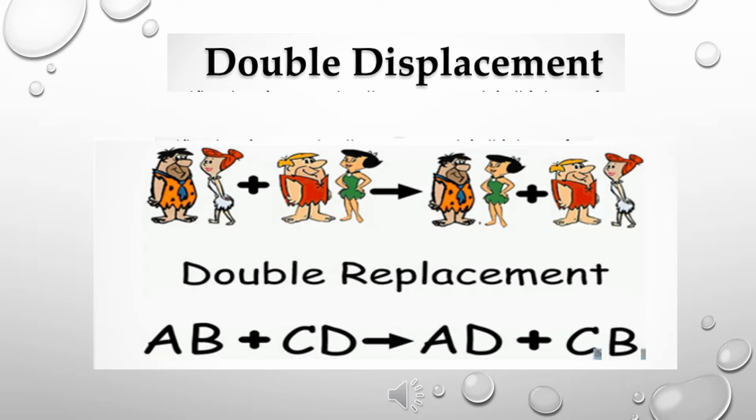The fourth type of chemical reaction is called the double displacement reaction, or the double replacement reaction, and it is a type of reaction that occurs when the cations, or positively charged ions, and anions, which are negatively charged ions, switch between the two reactants to form new products. As you see below in the formula, the cations A and C switch to form the new products AD plus CB.